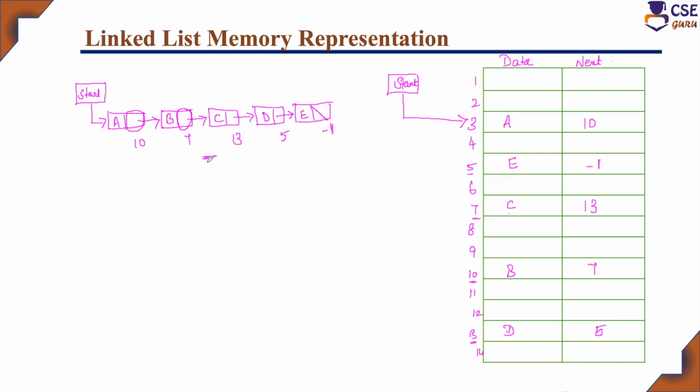But in the linked list, it is not like that. Any memory location which is free to store one node structure, that memory location will be allocated. That is not the restriction in a linked list. And this is the memory representation for linked list.